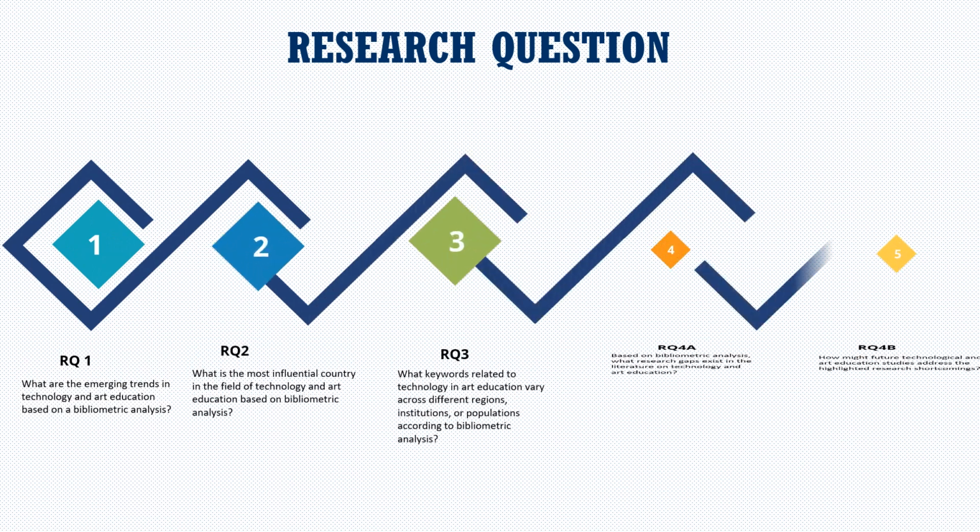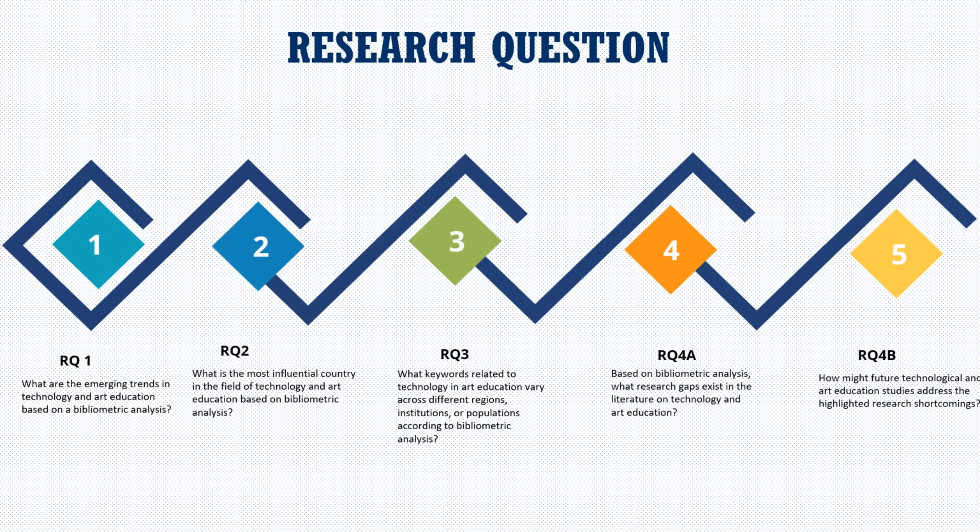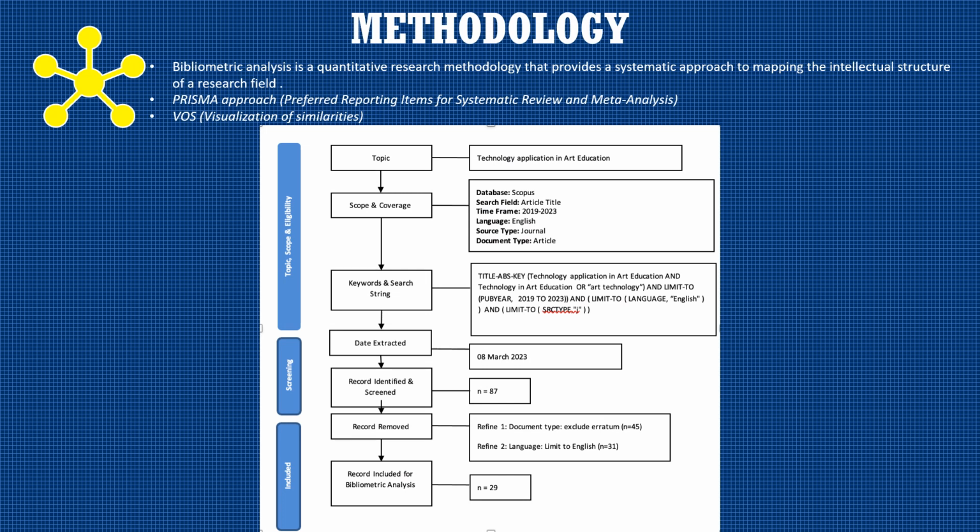Research questions. The purpose of this study is to explore the emerging trends in technology and art education using bibliometric mapping analysis. RQ1. What are the emerging trends in technology and art education based on bibliometric analysis? RQ2. What is the most influential country in the field of technology and art education based on bibliometric analysis? RQ3. What keywords related to technology in art education vary across different regions, institutions, or populations according to bibliometric analysis?